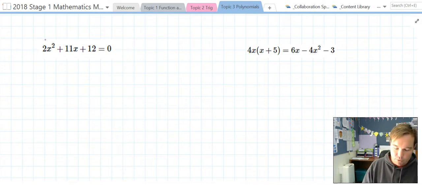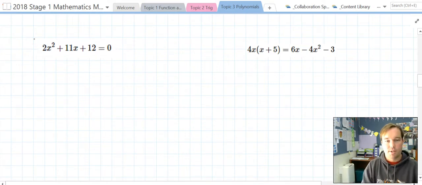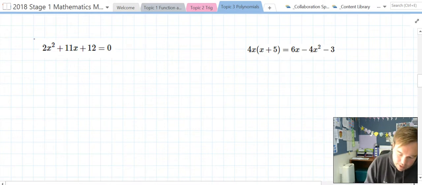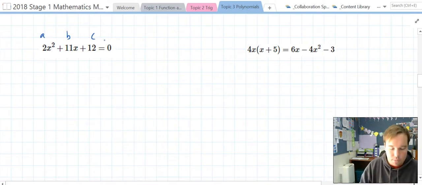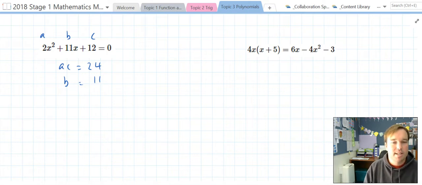If you Google factorizing a non-monic quadratic, non-monic meaning not a 1 there, you'll come up with lots of different ways to do this. But I'm just going to show you one. One way is look at this being A, B, and C. And then I want you to take A and C together. A and C, A times C is 24. And I want you to look at B as well. B is 11. Then it becomes essentially a sum and product problem.